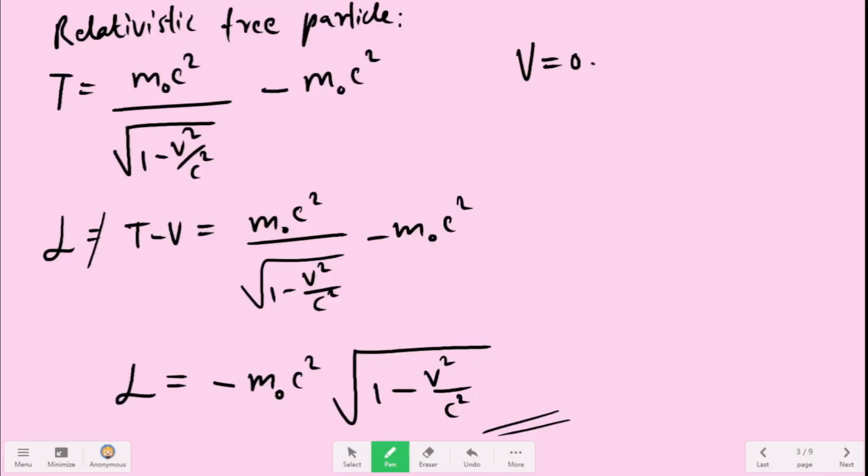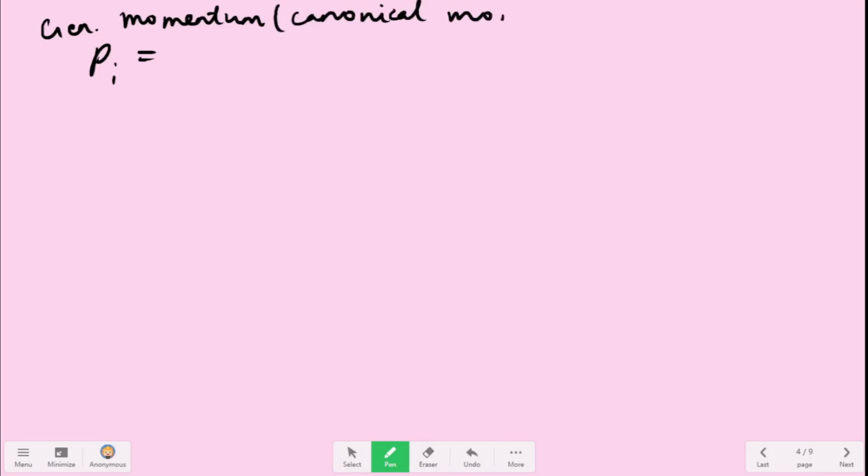Now let us discuss what generalized momentum is. Generalized momentum is denoted by Pi. This is also called canonical momentum or conjugate momentum, and it is denoted by Pi. This is equal to del L upon del Qi dot. So generalized momentum is the partial derivative of Lagrangian with respect to generalized velocity.